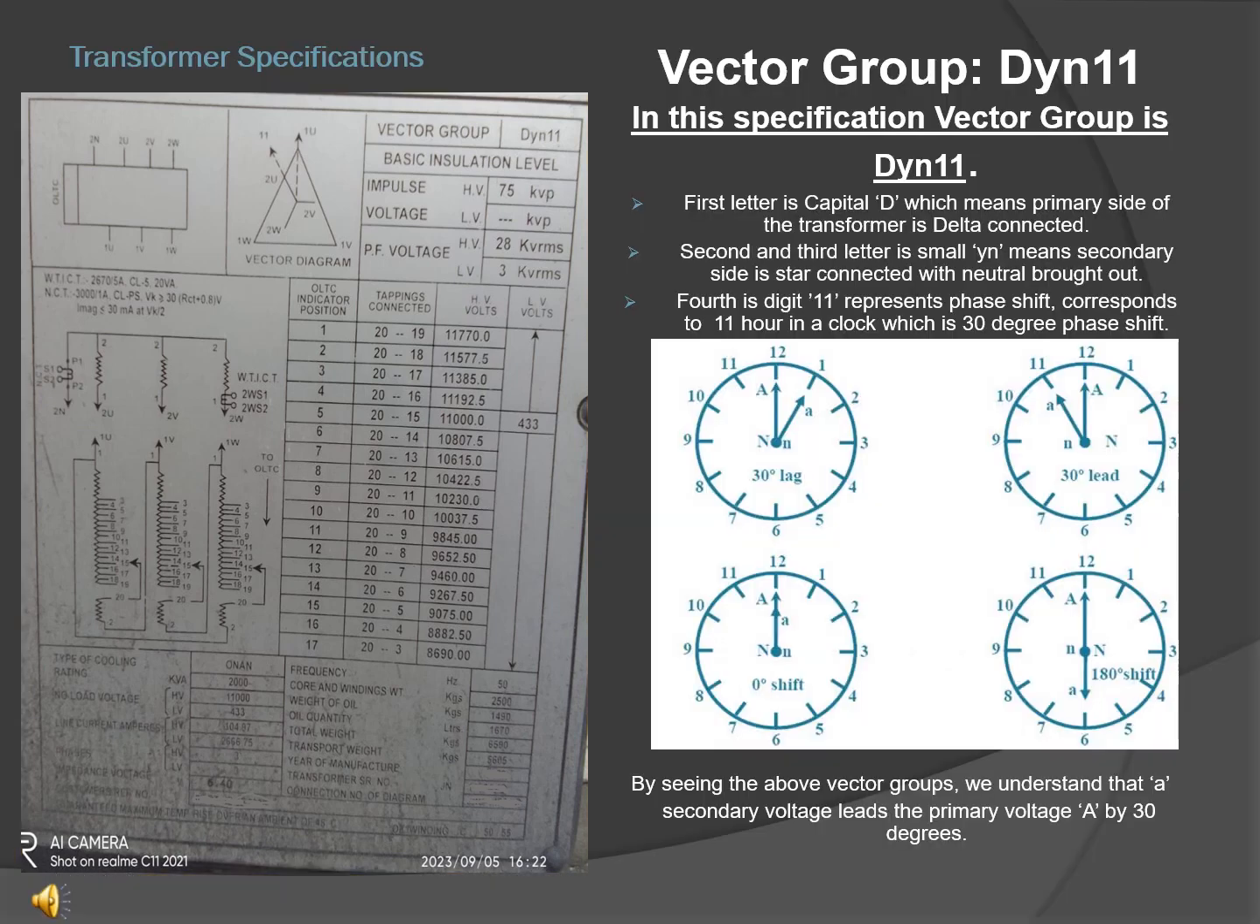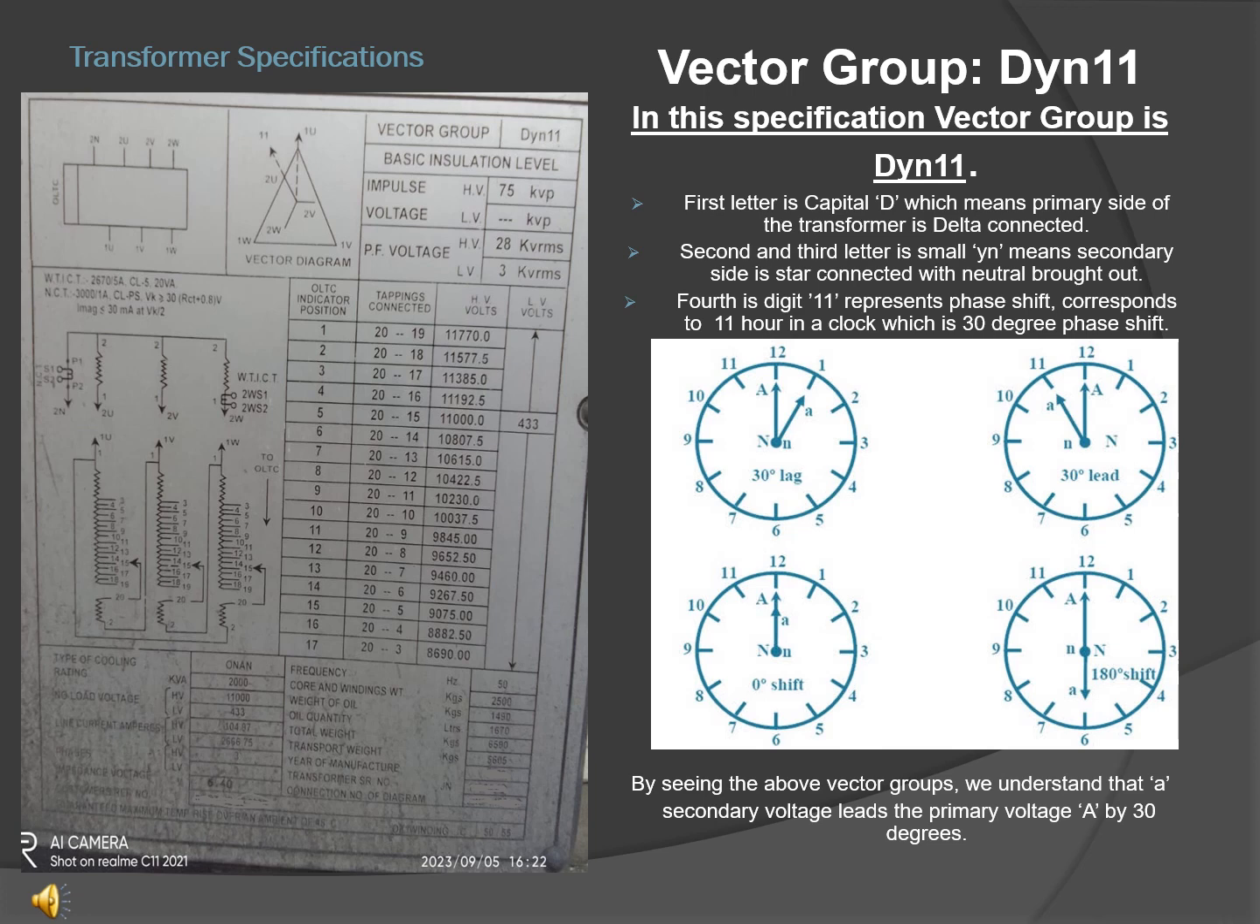Let's discuss the vector group. Here the vector group is DYN11. So let's understand what DYN11 is. The first letter is D. The D means the primary side of the transformer is delta connected. Please see the vector diagram here. The primary side is delta connected. Okay, now the secondary side.